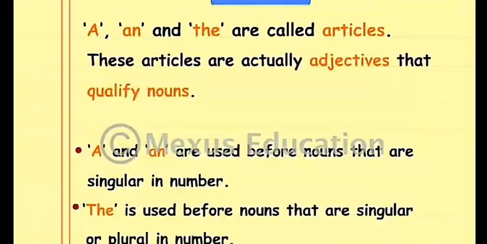Now, articles, we will do the revision. A, AN and the are called articles. These articles are actually adjectives that qualify nouns. A and AN are used before nouns that are singular in number. The is used before nouns that are singular or plural in number. This is the rule. Obviously, A and AN have the meaning one. But the is not bound to one but is mentioned before the specific or the particular one. Okay, this is the main difference.